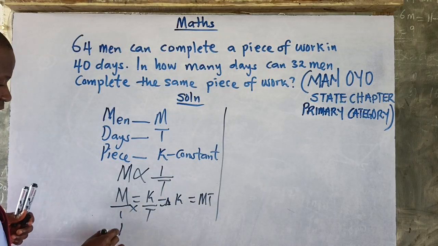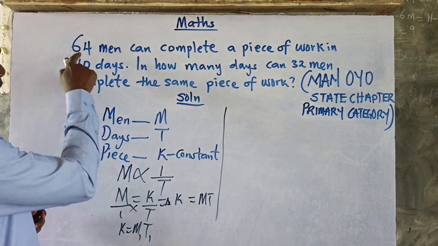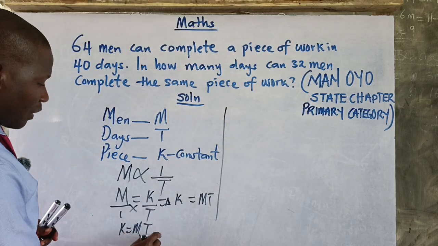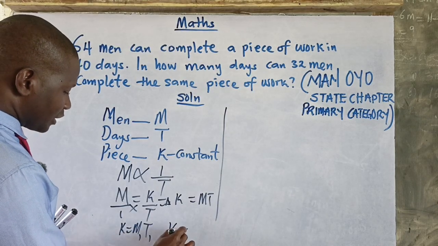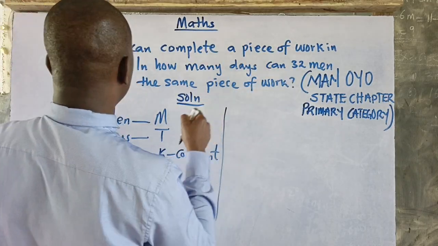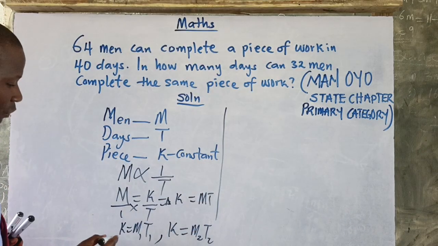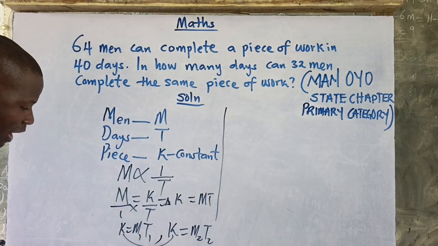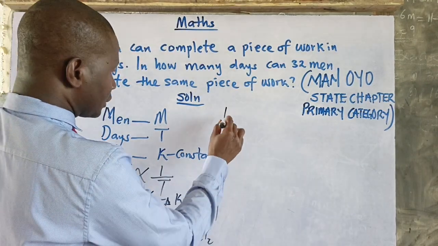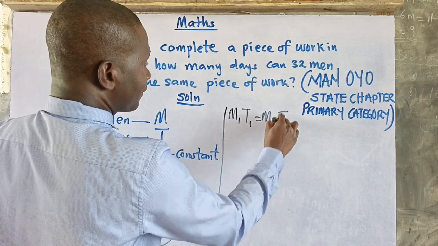The first stage, we have K equals M1 T1. That is when the number of men equals 64 and the number of days is 40. Another K for the second stage equals M2 T2, when the number of men is 32 and the days to complete the work is unknown. That's what we have to determine. Now, K equals K here, so we have M1 T1 equals M2 T2.